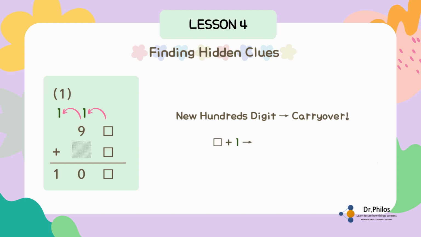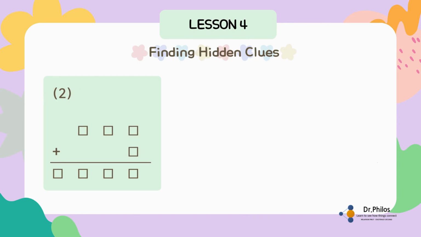Therefore, the part in the tens place is 9, and the whole is 0. Find the numbers we can know in number 2, and explain why. We can figure out the rest except the ones place. The thousands place is 1.